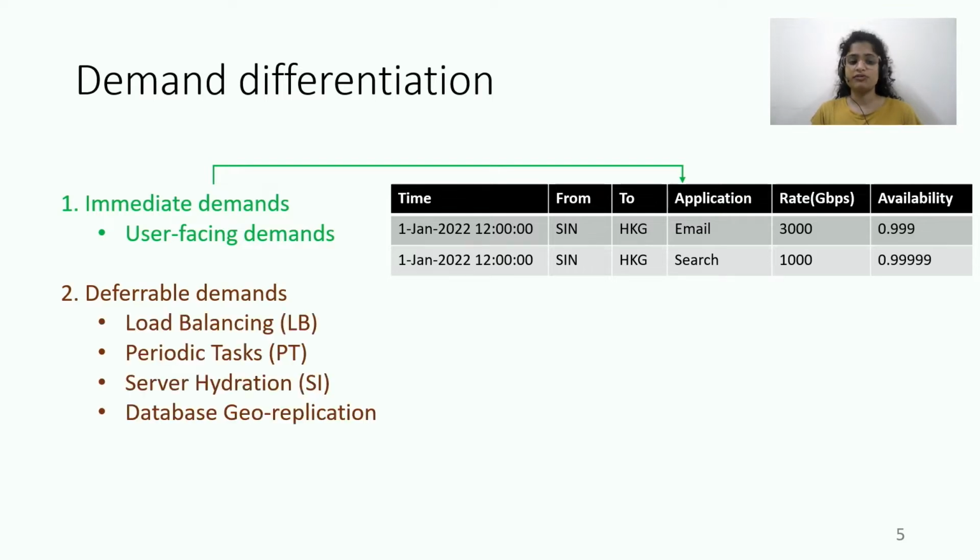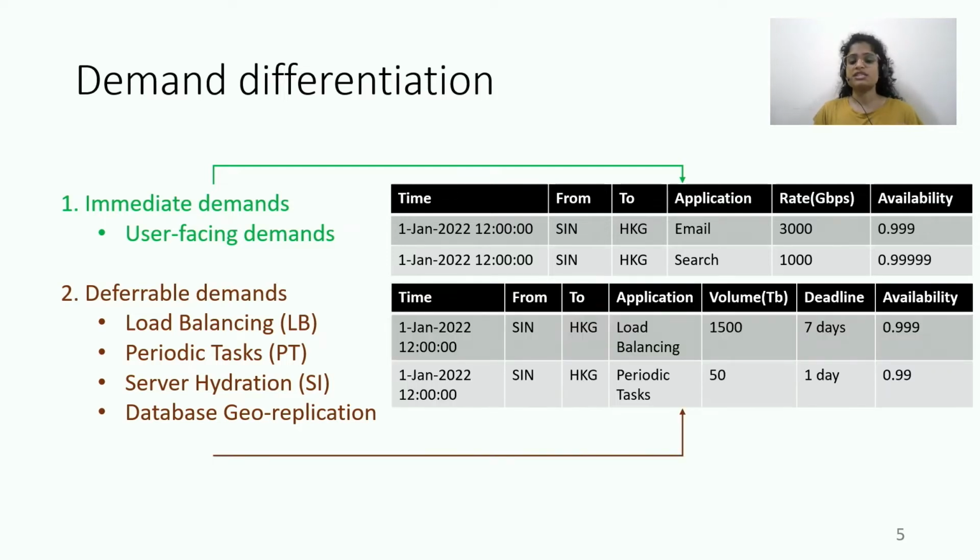Some examples of deferrable demands in the context of Substrate Data Engine are load balancing traffic, which occurs when a server is at the risk of running hot on one or more resources, such as CPU, storage space, or I/O capacity, and needs to shed load to other servers; periodic tasks, such as garbage collector tasks, time-driven deletions, etc.; and server hydration traffic, which occurs when new servers are initialized with data from the existing servers.